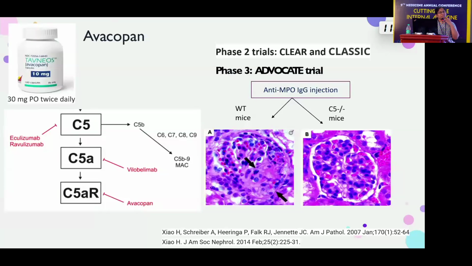So what is avacopan? First, we should know. It is an antagonist, or a blocker, of the complement fragment C5a receptor. It found its way into ANCA vasculitis because between 2007 and 2014 there were a series of experiments showing that in animal models of ANCA vasculitis, blocking C5a and the complement pathway led to a reduction in necrotizing glomerulonephritis. This was followed by 2 phase 2 trials, the CLEAR and CLASSIC trials, which I will not be discussing. And then you have a phase 3 trial, which is the ADVOCATE trial.